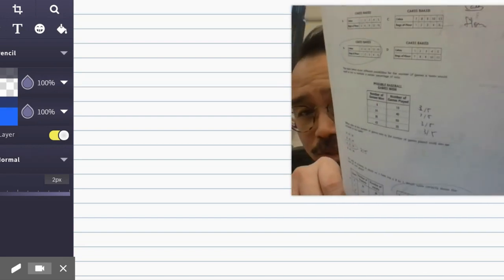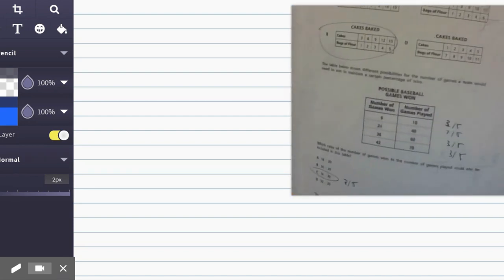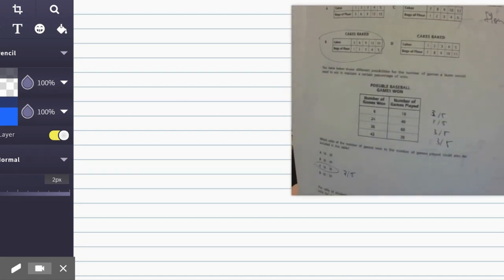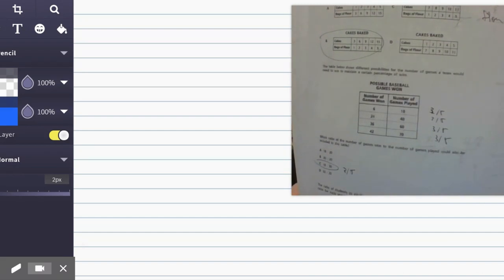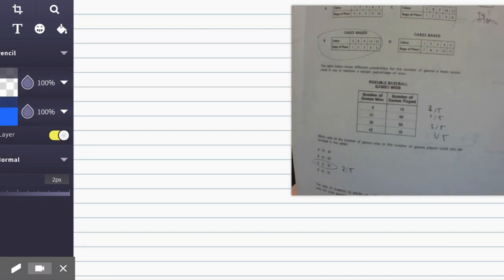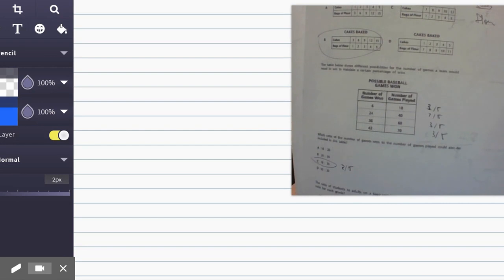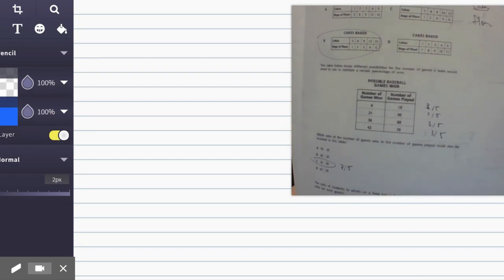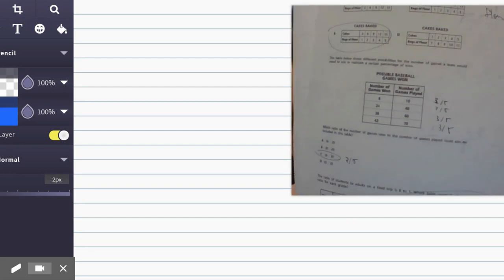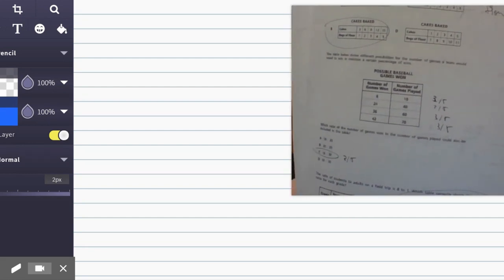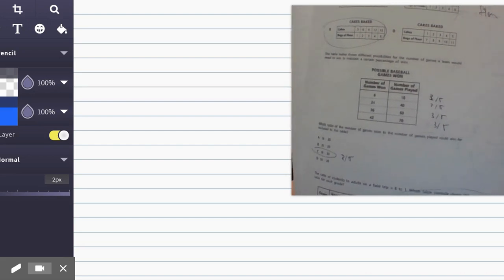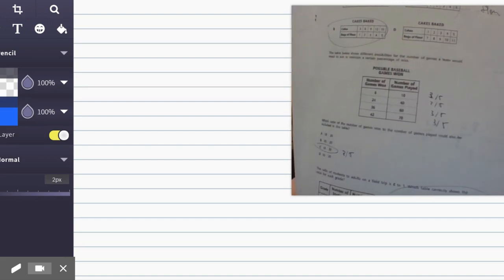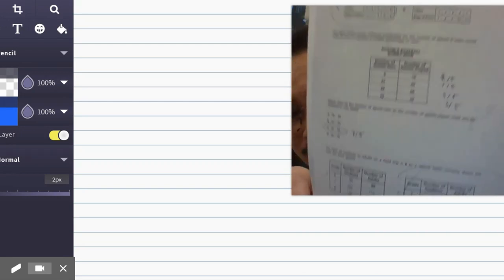For the next question, what is this? Possible baseball games won. Notice, even through my terrible handwriting, how I've reduced those fractions. Right, games won to games played. So 6/10. What does that reduce to? Yep, 3/5. Next one line, 3/5, 3/5, 3/5. And then the question is, which one of those ratios also matches up to 3/5? That's it. So that's why it's choice C.